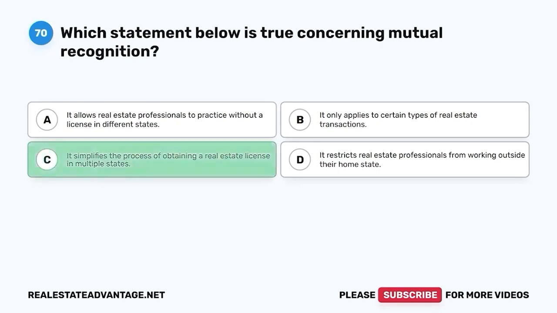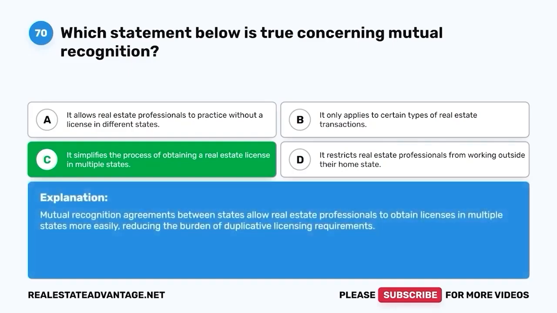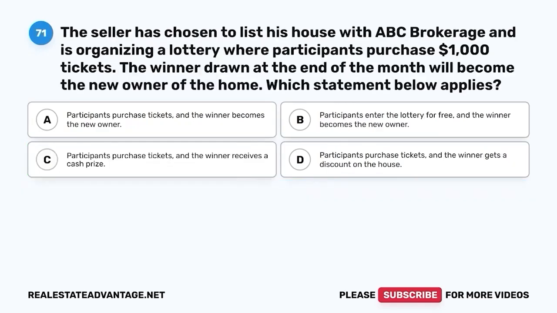The correct answer is C. It simplifies the process of obtaining a real estate license in multiple states. Mutual recognition agreements between states allow real estate professionals to obtain licenses in multiple states more easily, reducing the burden of duplicative licensing requirements. Question 71.